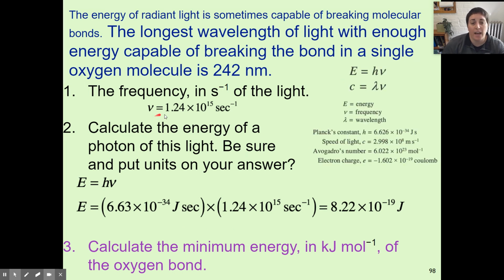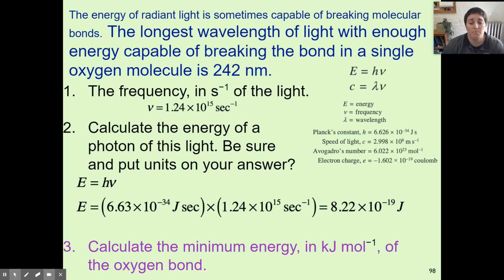So for this problem, we have to use the frequency that we calculated from the first part. We're going to use our equation for energy. Energy equals Planck's constant times frequency. We plug everything in, paying attention to our units. Seconds are going to cancel. We're going to be left with joules. So our answer is 8.22 times 10 to the negative 19th joules. That's the amount of energy of that photon of light that has a wavelength of 242 nanometers.